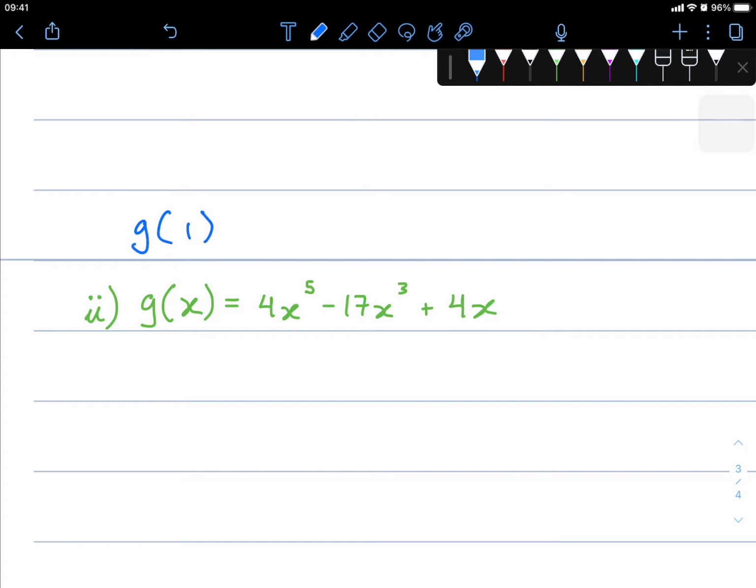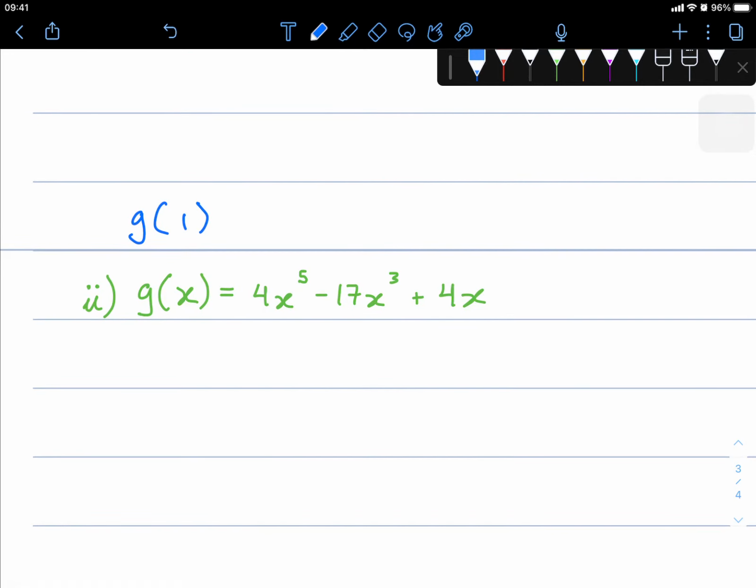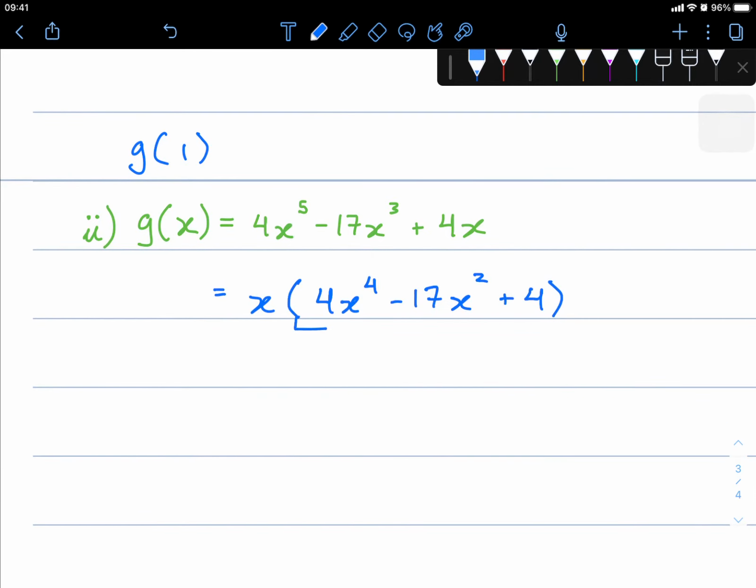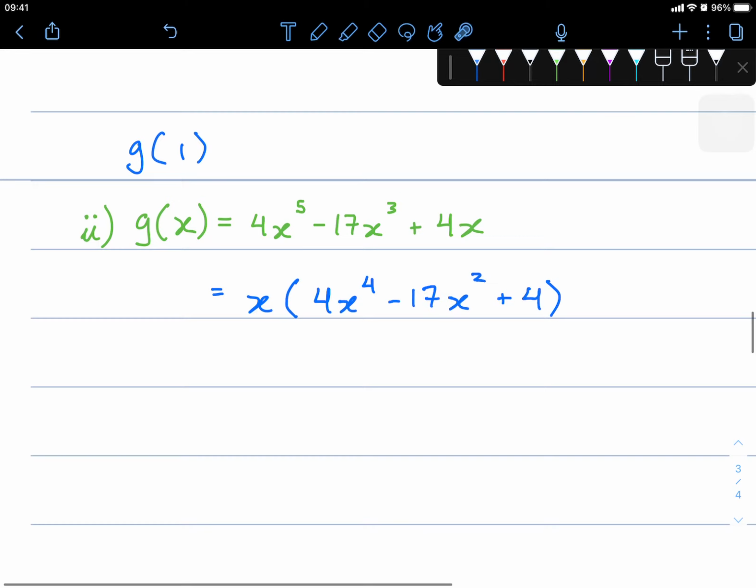Oh, actually, I've just noticed one thing here. Notice how they're all x. There is no constant term. That means we can immediately factorize by x. So x outside of 4x to the power of 4 minus 17x squared plus 4. So we already have one factor of x equals 0. Then from here, we check factors of 4.